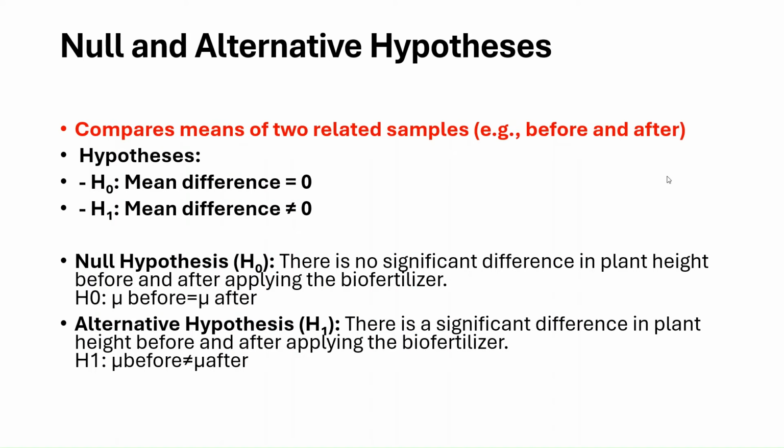Null hypothesis: if you convert it into a statement, there is no significant difference in plant height before and after applying the biofertilizer. That means the mean before is equal to the mean after the biofertilizer. The alternative hypothesis: there is a significant difference in plant height before and after applying the biofertilizer. That means the mean before is not equal to the mean after.